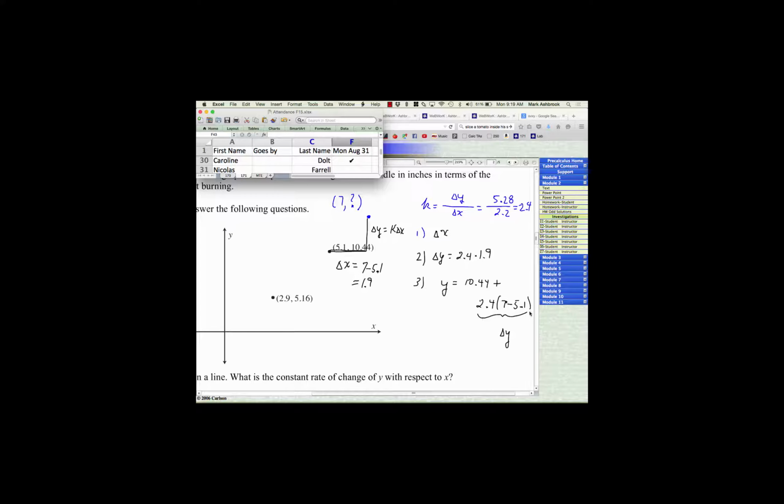Which is this whole term right here. And then finally, you've got the old y, which is 10.44. And you're going to add the change in y. And that's going to give us the new y. So, Zhao, what did you get was the final answer? 15.50? Exactly. So the y value when x is 7 is 15.50.